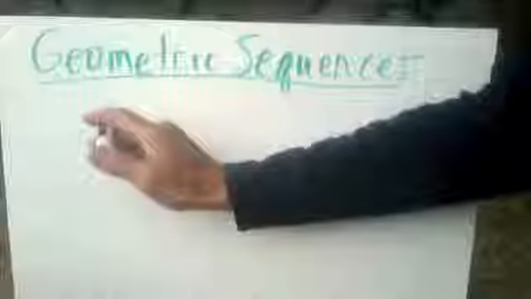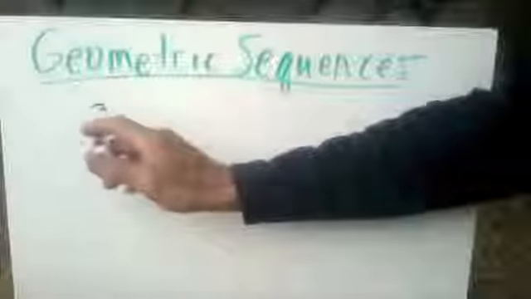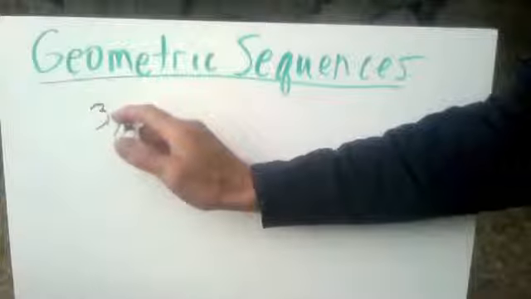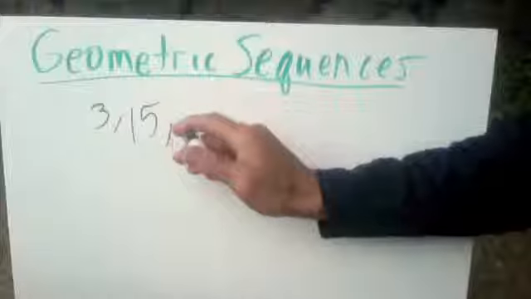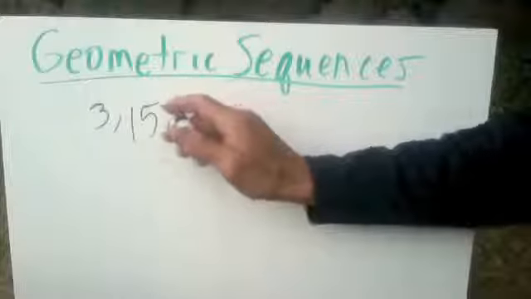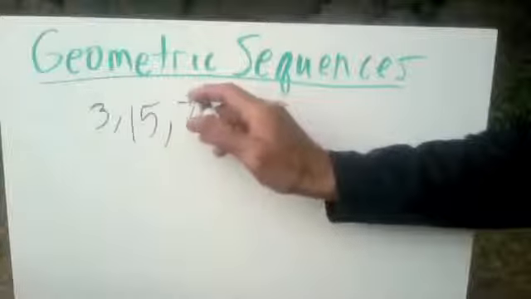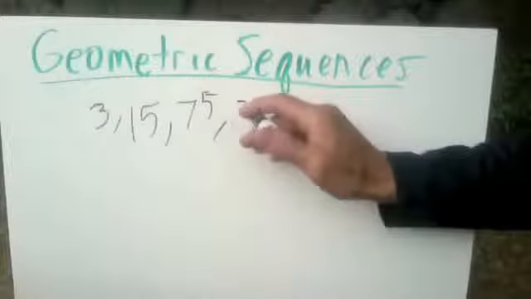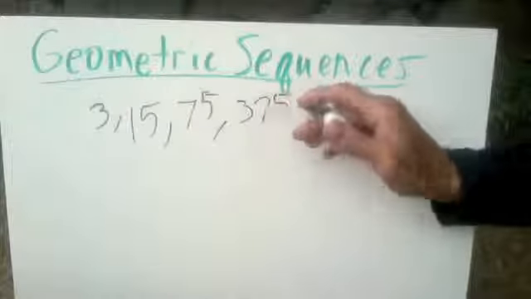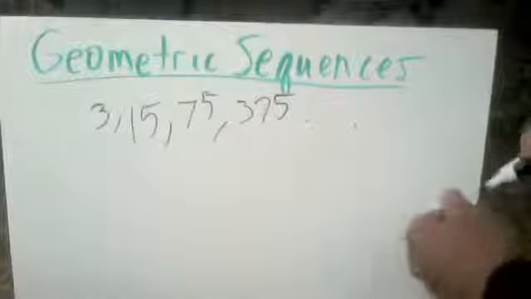Geometric sequences are when we start with a number. Let's say we start with 3. And then we multiply by a certain thing. So let's multiply by 5 every time. So next we get 15. Now we multiply by 5, we get 75. Then we multiply by 5 and we get 375, and so on and so on. Okay?